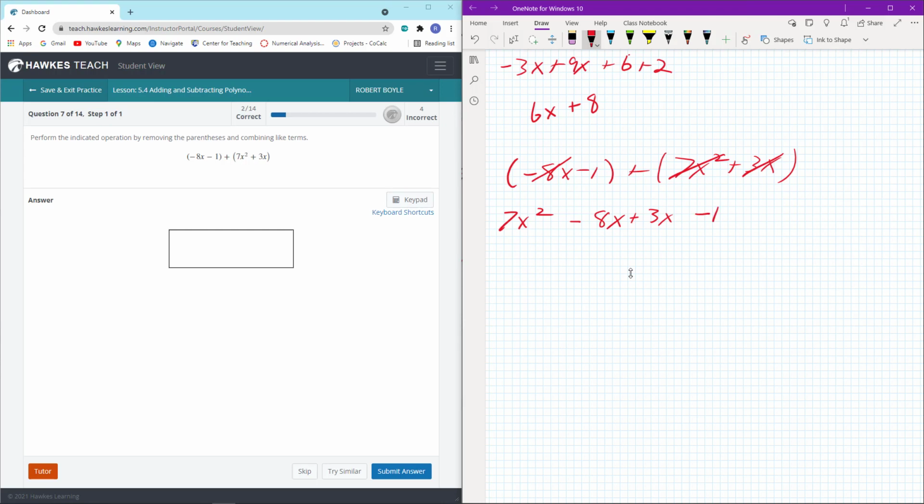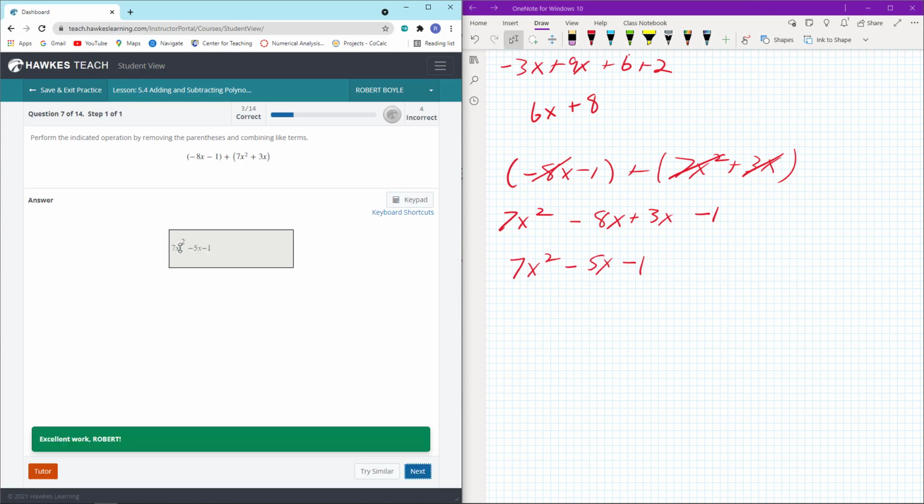Okay, well there's nothing to combine here, so we just have 7x squared. Negative 8x plus 3x is going to be minus 5x, and then we have our minus 1, and that should be our answer. So to type that in, it would be 7x hat squared, then I can use the right arrow to get out of that, minus 5x minus 1. And there we go.